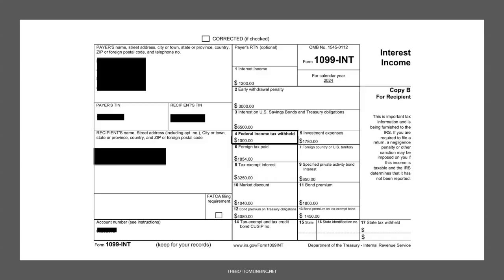Tax exempt interest. There are certain investments that you can invest in that are tax exempt. And then there's specified private activity bonds. They're a bond that you buy, like savings bonds or government bonds, but you can buy bonds for a company that's borrowing money. Each bond usually sells for $1,000, $5,000, or $10,000, and then you get interest on it.